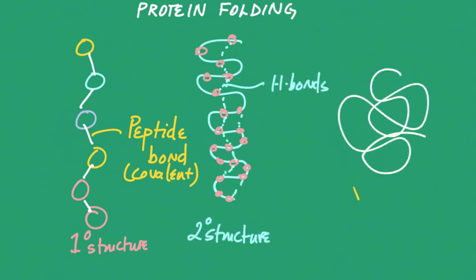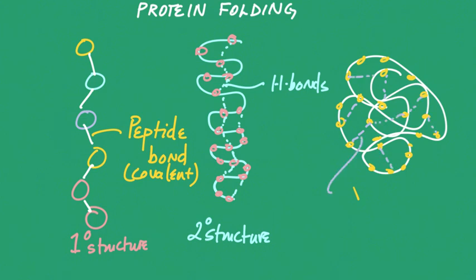The next level is the tertiary structure, and an example of this would be lactase. Lactase exists in the tertiary form, and its shape is extremely important for it to carry out its function. This tertiary structure is held together by interactions between the R groups that we mentioned earlier and hydrogen bonds.